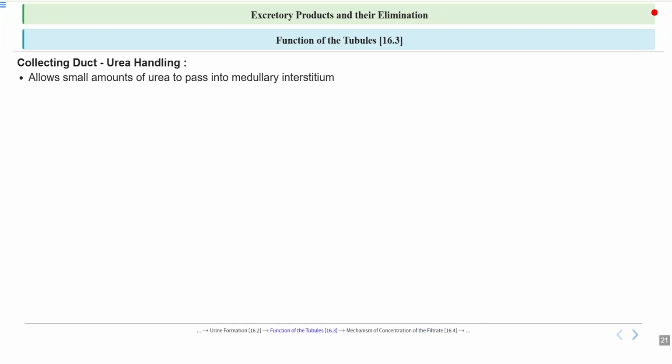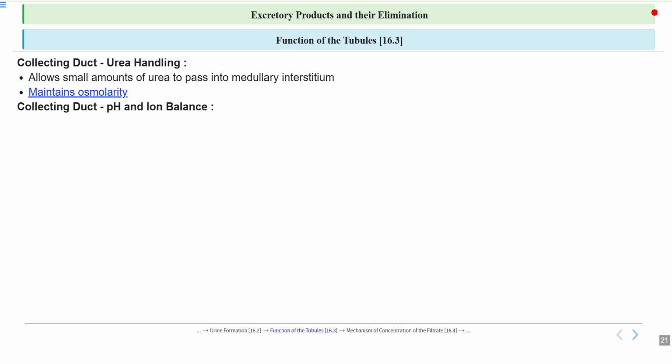Let's look at the collecting duct's role in urine handling. It allows a small amount of urine to pass into the medullary interstitium. This controlled release is essential for maintaining the concentration gradient needed for water reabsorption. By allowing urine to enter the medullary interstitium, the collecting duct helps maintain osmolarity. So this means it keeps the concentration of solutes in the kidney's region high, which is very crucial for drawing water back into the body and preventing dehydration.